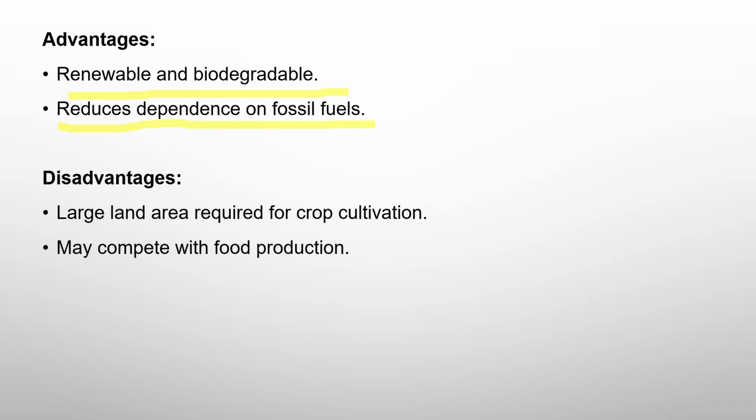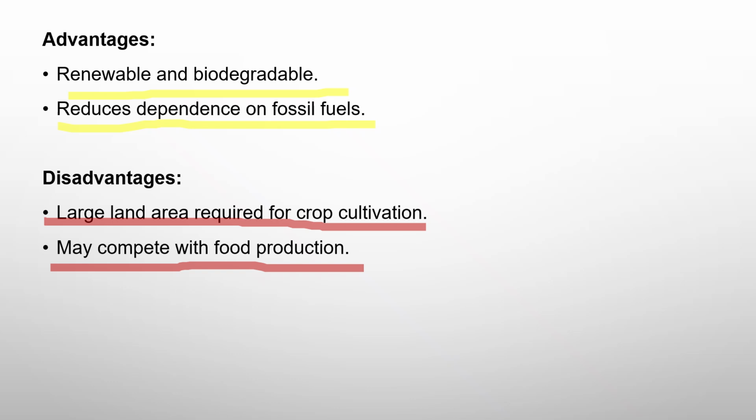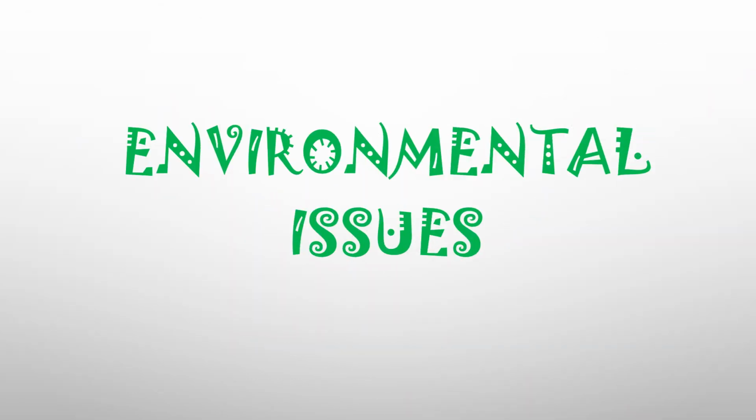Major disadvantages include the large land area required for crop cultivation. It may compete with food production. So either we have to go for food or fuel. So that is a major issue, and that's why generally we are not preferring this.